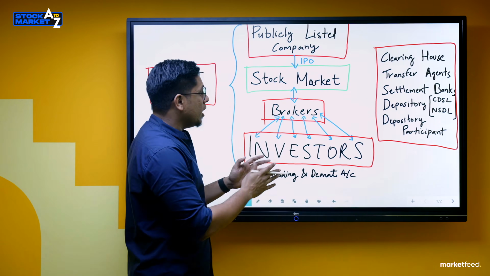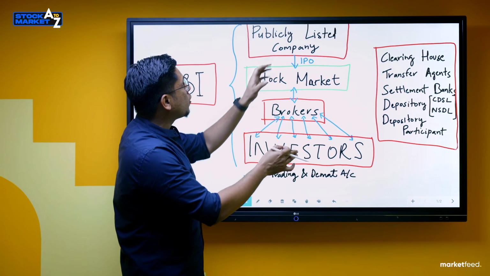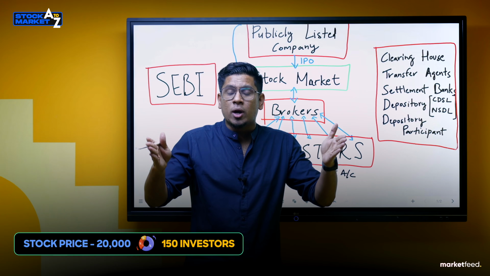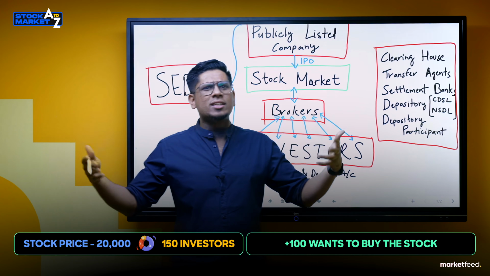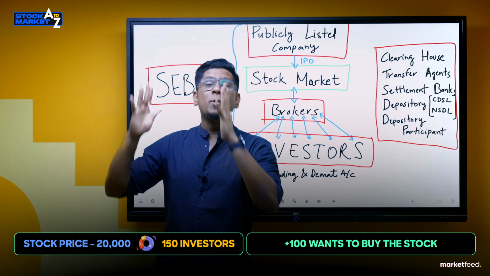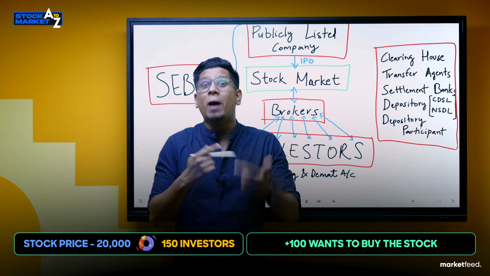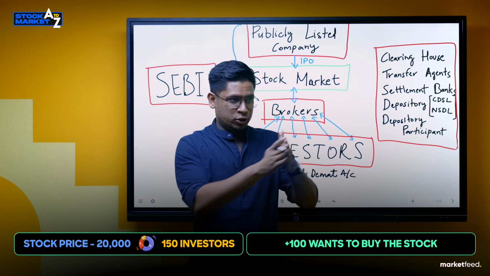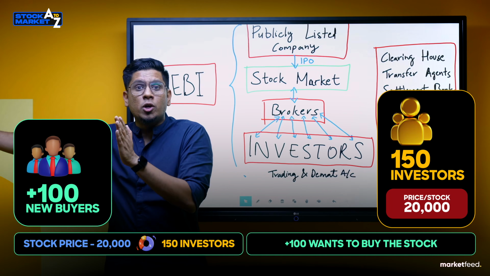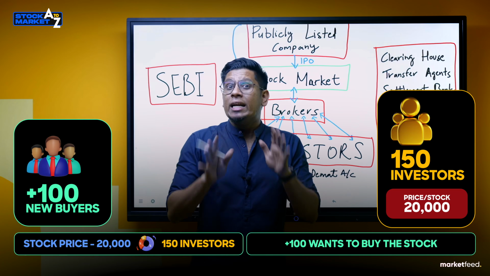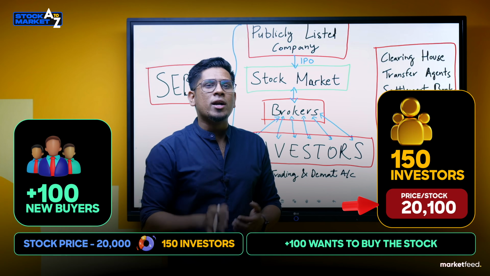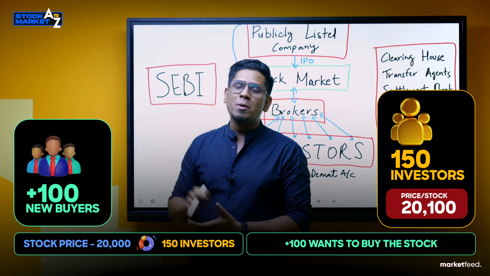So initially, the price of a single stock of Jignesh Bhai's company is 20,000 rupees, and there are 150 investors as well. All of a sudden, there is some interest in Jignesh Bhai's company. People are more interested in it, and there are 100 more people in the market who want to buy Jignesh Bhai's stock. But the stocks are already with 150 people only. There are 100 other people who want to buy it. So do you think it is okay for these 150 people to charge 20,100 rupees per stock?